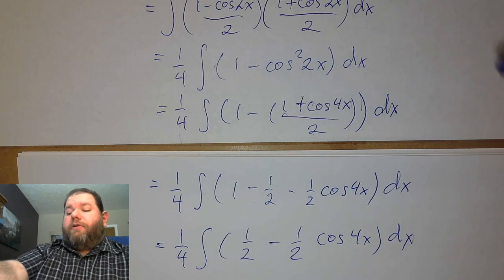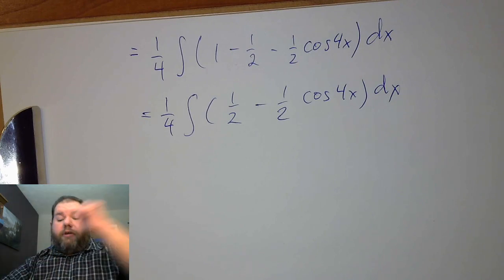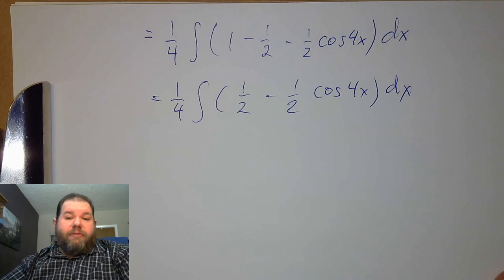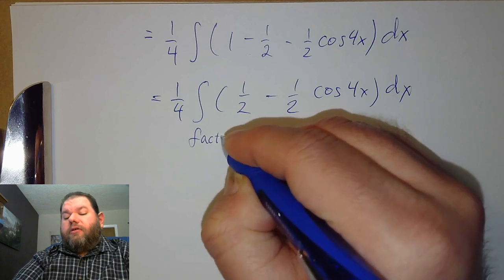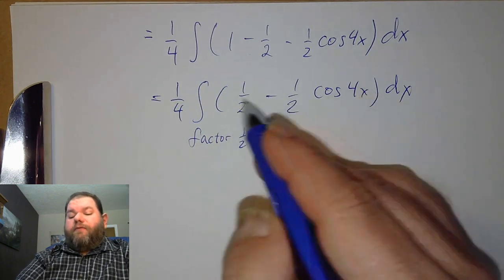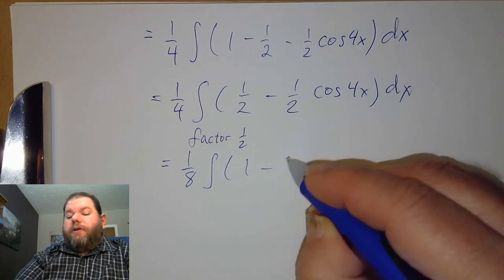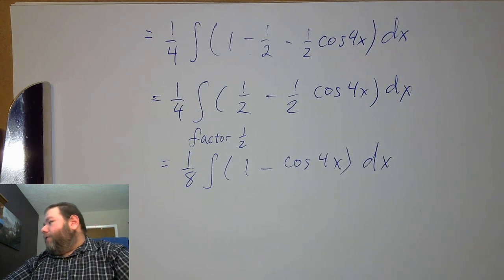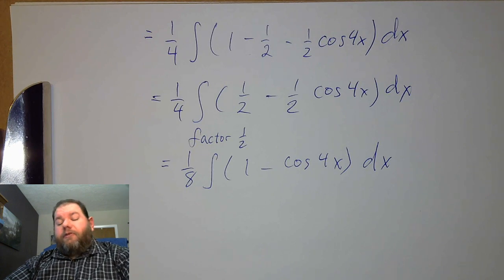Now at this point, if we wanted to factor out another 1/2, that would be completely fine. In fact, if we want to go ahead and do that from both of these terms and pull it outside, or make a 1/8 outside, we just have 1 minus cosine 4x. That particular step is not strictly necessary, but it does make the integrations inside a little bit easier, not that they were terribly difficult before.